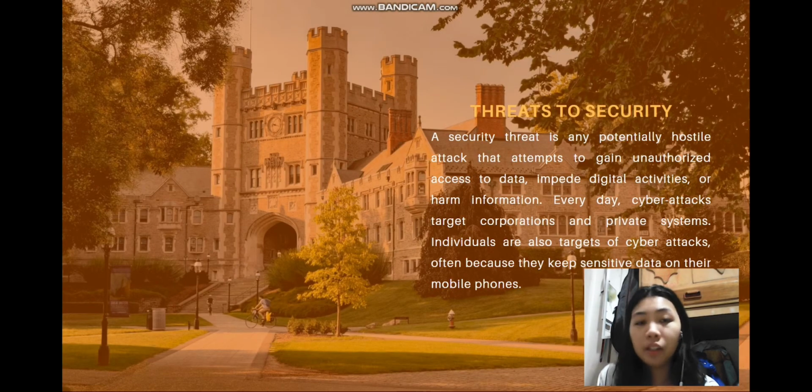Threats to security. A security threat is any potentially hostile attack that attempts to gain unauthorized access to data, impede digital activities, or harm information. Every day, cyber attacks target corporations and private systems. Individuals are also targets of cyber attacks, often because they keep sensitive data on their mobile phones.